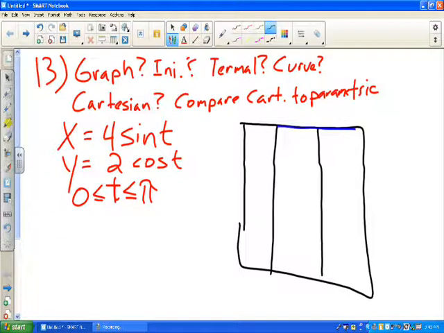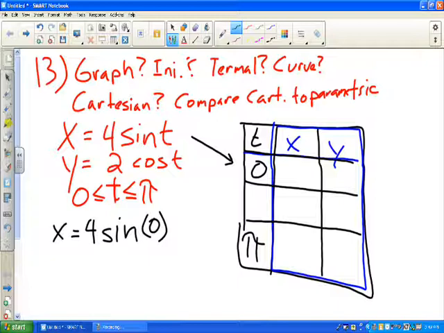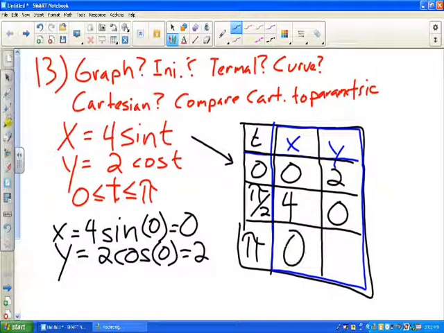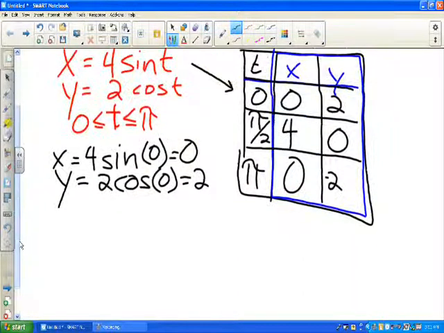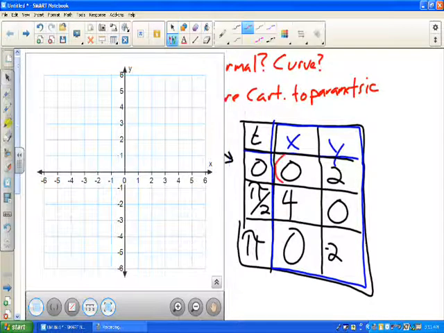Basically, we're going to establish what the values for x and y are based on what t is. So we have a lower boundary of 0 and an upper boundary of pi. We simply plug in 0 for both equations, and that yields what the value for x and y are. So when t equals 0, x equals 0, y equals 2. When t equals half pi, x equals 4, y equals 0. And when t equals pi, we get 0, -2.